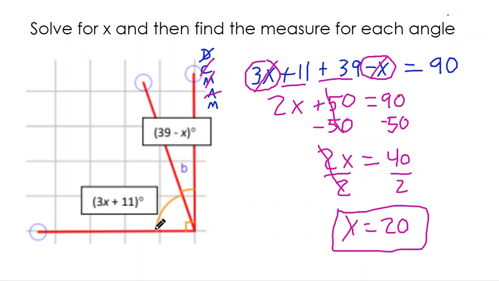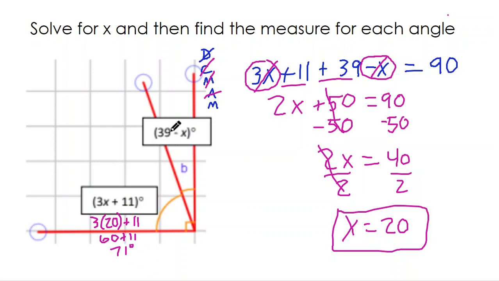And so to find those, now that I know x equals 20, I can plug in 20 for x for each of these equations, or expressions. So this says 3x plus 11, so I can do 3 times 20 plus 11. 3 times 20 is 60, and then 60 plus 11 would be 71. So this angle here is 71 degrees.